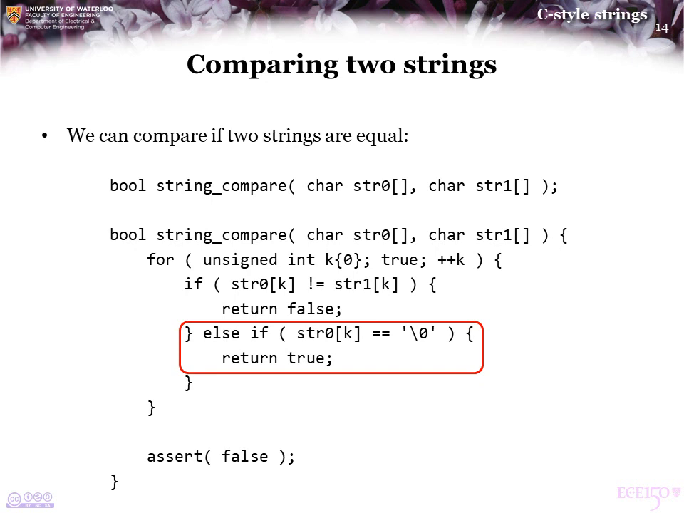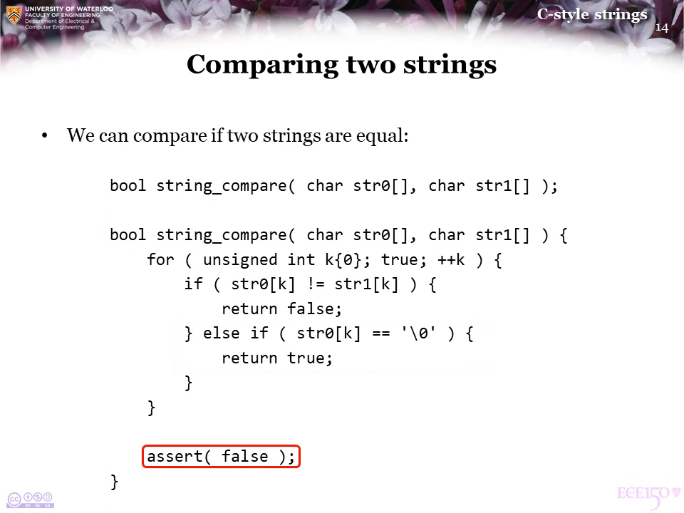However, at this point, we are guaranteed that both strings have the null character at index k. Consequently, all previous characters in both character arrays must also have been the same, and so consequently both strings must be equal, so therefore we return true. As before, we should never get to this point, and therefore we include an assert false statement. And of course, this requires us to include the C assert library.